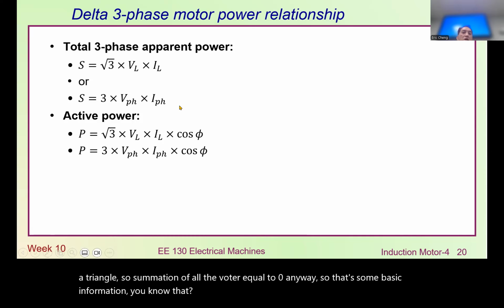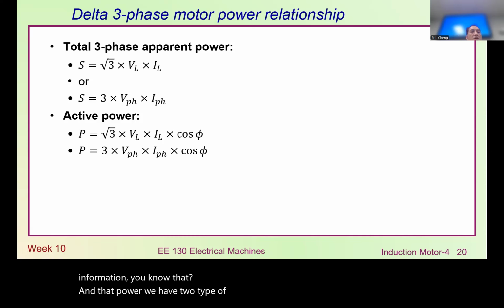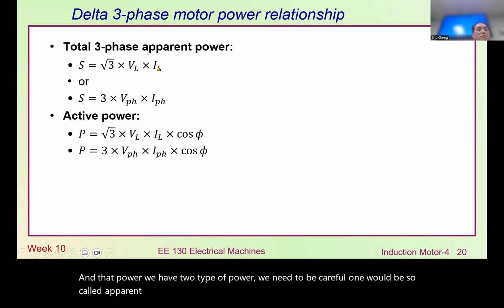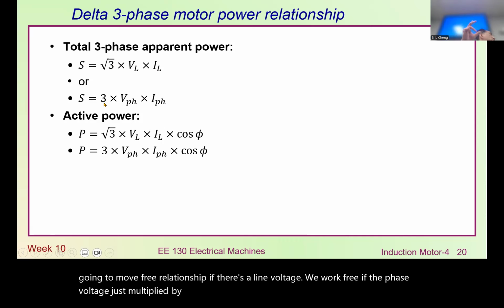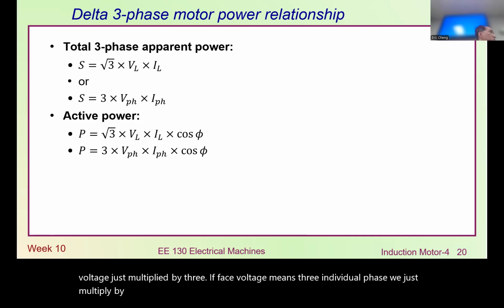And for power, we have two types we need to be careful about. One is the so-called apparent power, which means voltage multiplied by current. Of course, we have a root-three relationship: if it is line voltage, we multiply by root three; if it is phase voltage, we just multiply by 3, because there are three individual phases. I think you learned that some time ago, right? If not, then just remember the equation.